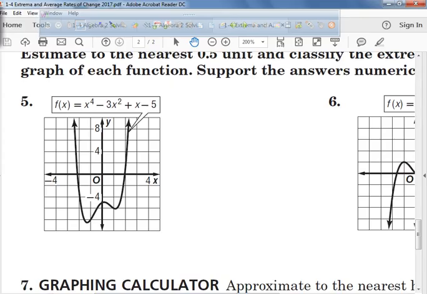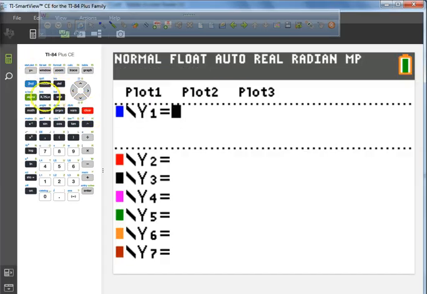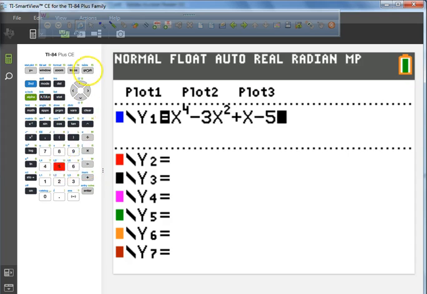So go to the graphing calculator, hit y equals. We're going to type it in. Peyton, I'm going to look over your shoulder here and make sure I get the right graph. It's x to the 4th, right arrow, minus 3x squared plus x minus 5. I go ahead and graph.